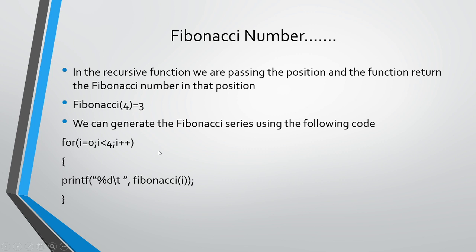The main function will not call it once; it will call it like this. This for loop will be written in the main program: i equal to 0, i less than 4, i plus plus. First I will call Fibonacci of 0. It will return 0. Then Fibonacci of 1 will return 1. Fibonacci of 2 will generate 1 again. Fibonacci of 3 will generate 2. Fibonacci of 4 will generate 3.